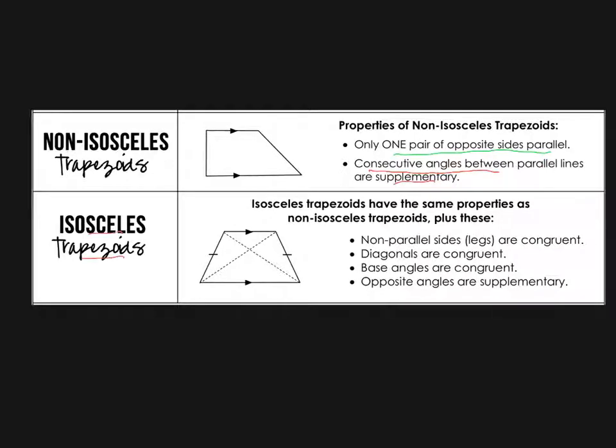For isosceles trapezoids, we'll have the diagonals be congruent. These guys right here are congruent. The base angles are congruent, so right here and right here are the same, and right here and right here are the same. And unlike a parallelogram, opposite angles are supplementary. And why is that? Well, if these two are supplementary, if these add up to be 180, and this angle is the same as that angle, then obviously these two add up to be 180 as well.